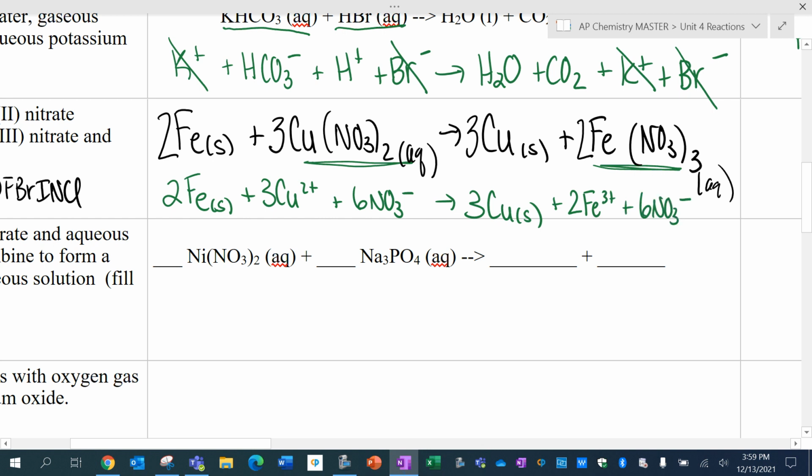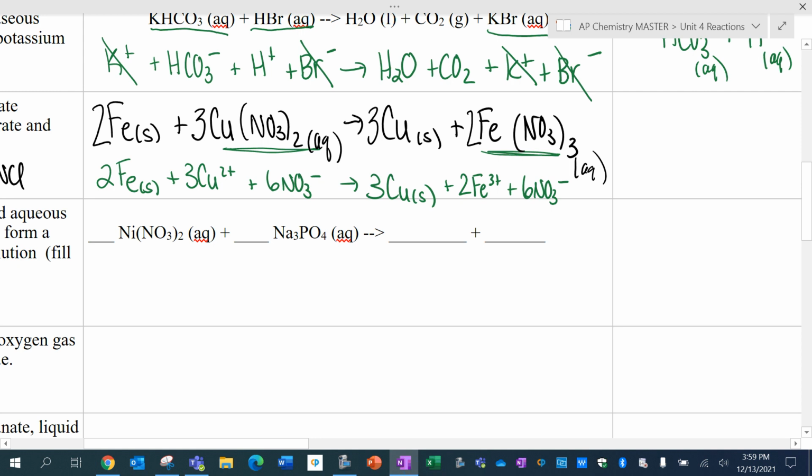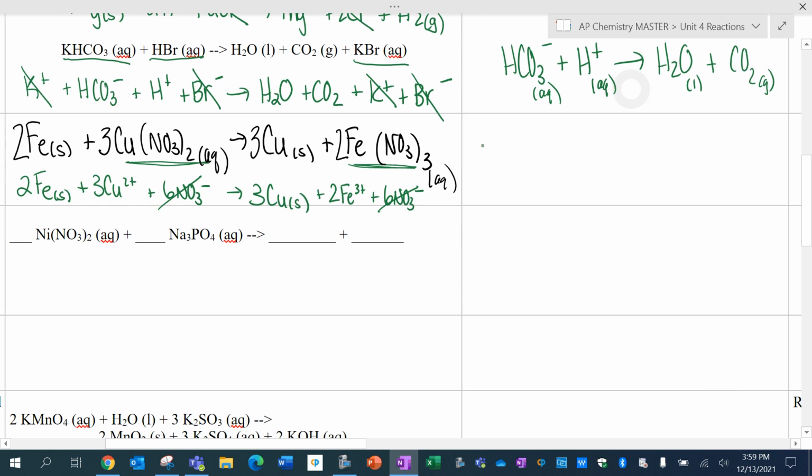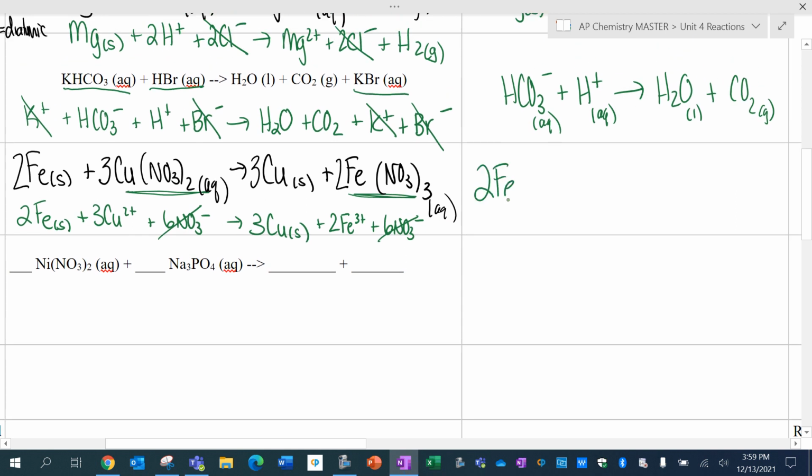And then I've got 3 solid coppers over here, and 2 iron ions, and 6 nitrate ions. All right, and then I'm going to look for any spectators. So the only one who's a spectator is this one right here, 6 nitrates. That's my spectator. So my net ionic is I've got 2 solid irons with 3 copper ions, and then 3 solid copper plus 2 iron ions.